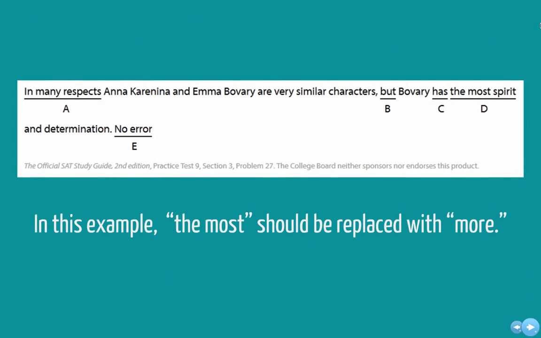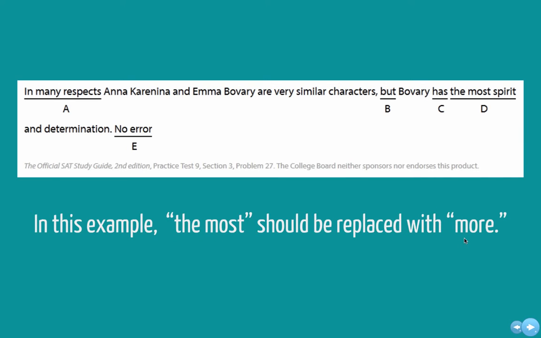So let's take a look at another example. This sentence reads, "In many respects, Anna Karenina and Emma Bovary are very similar characters, but Bovary has the most spirit and determination." Take note that Anna Karenina and Emma Bovary are two objects that are being compared in this sentence. However, the word most is a superlative. As we know, when only two objects are being compared, we are supposed to use a comparative form of an adjective or adverb.